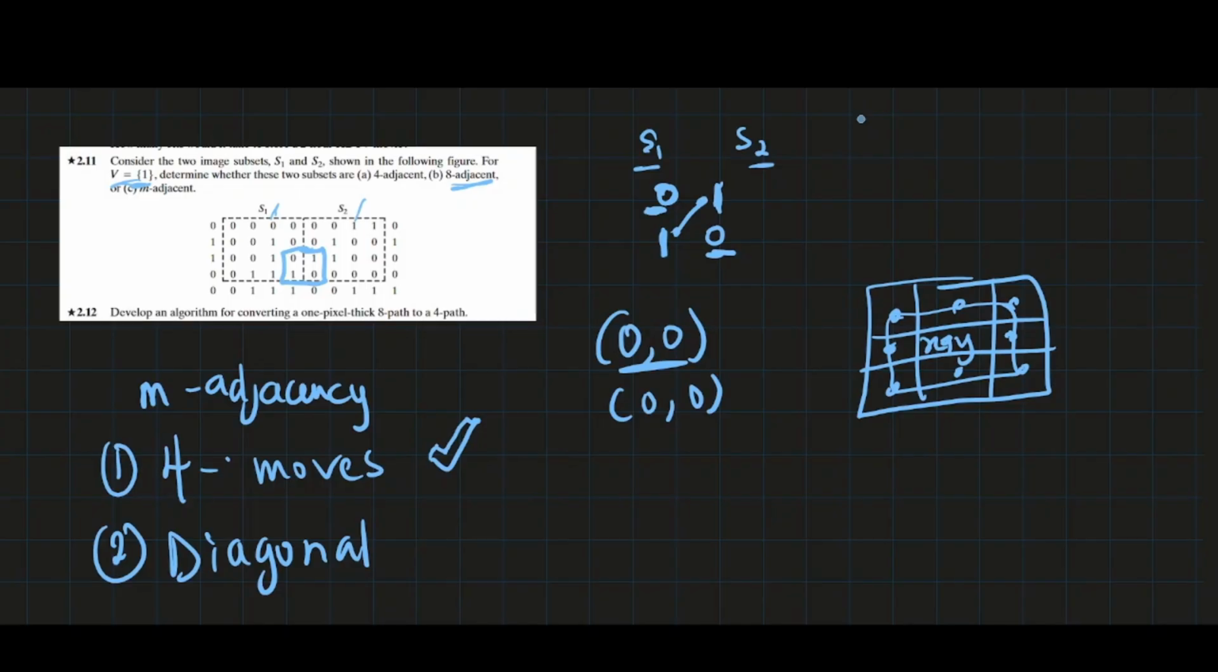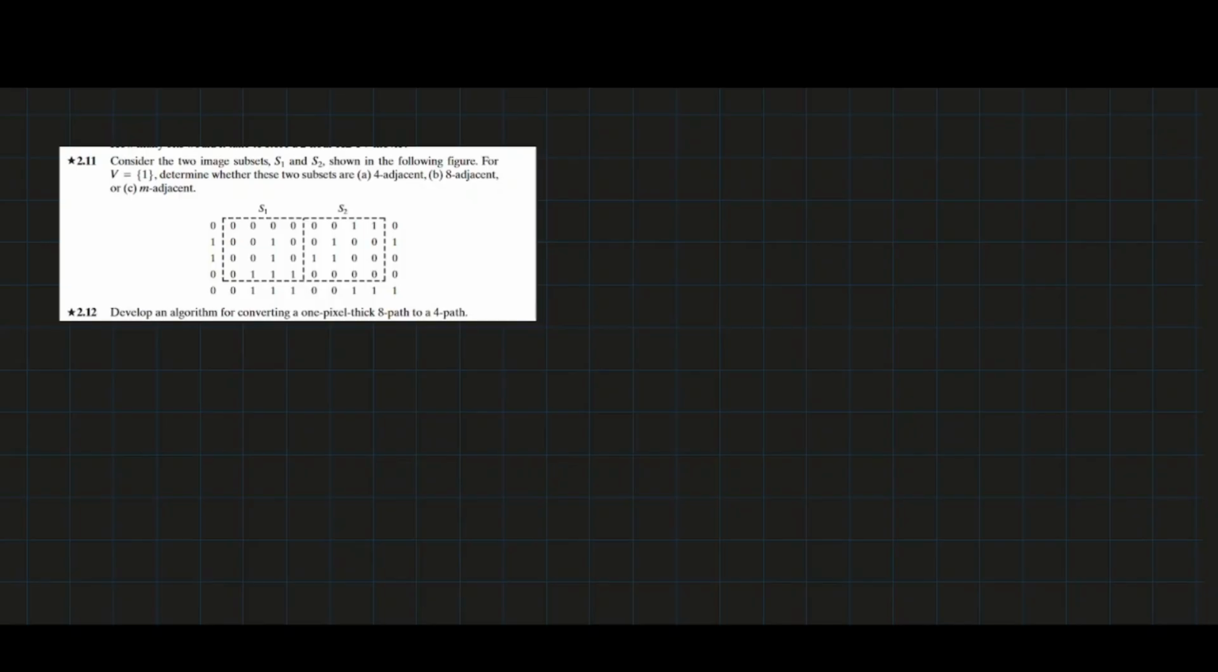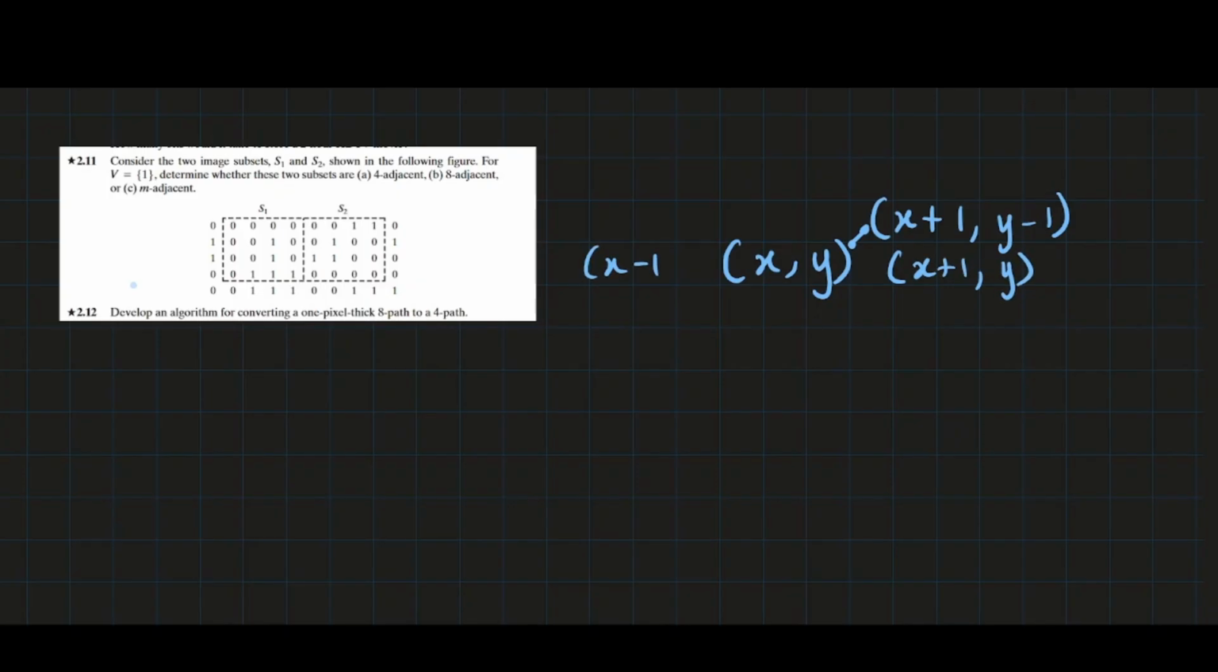Now the second question is to develop an algorithm to convert an 8-path to a 4-path. Let's just understand how that will look. Normally this is how it will be. This is x plus 1, y minus 1. So let's make a straight diagonal move. By the way, this will be x plus 1, y. This will be x minus 1, y. This will be x, y minus 1. And this will be x, y plus 1.